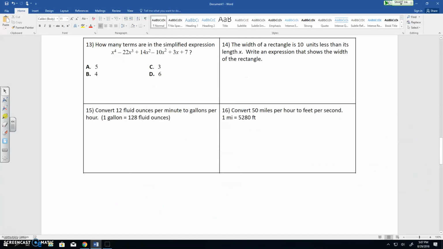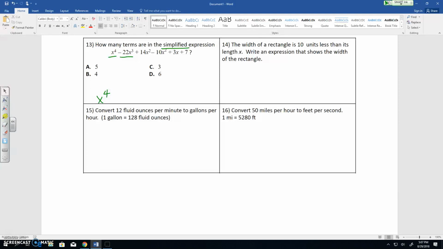All right, on to question number 13. It says, how many terms are in the simplified expression? That's going to be key tomorrow. I think people are going to miss this one because they don't simplify. So what you've got to do is look to see if there's anything you can combine. We've got an x to the fourth power and no other fourth power, so that's how we simplify it down. It's x to the fourth.